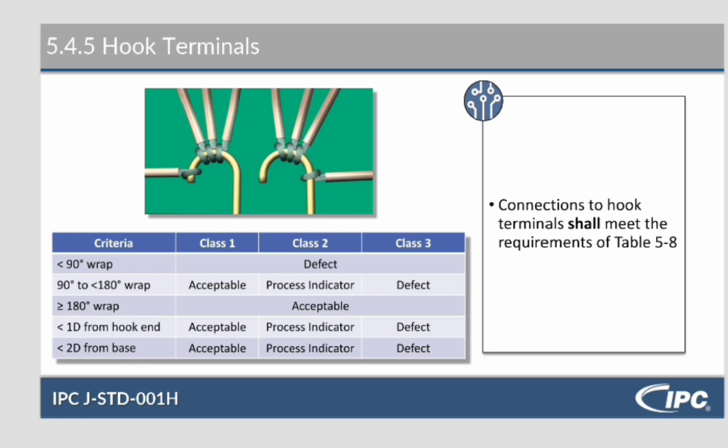Hook terminals shall meet the requirements of Table 5.8. For the purposes of our class, when it says less than 2 wire diameters from the base, I go straight across here, like a rainbow. So from here over to here, that is where I want to see your termination. Just in the top of that hook, make it like a rainbow. That's where I want to see your termination.